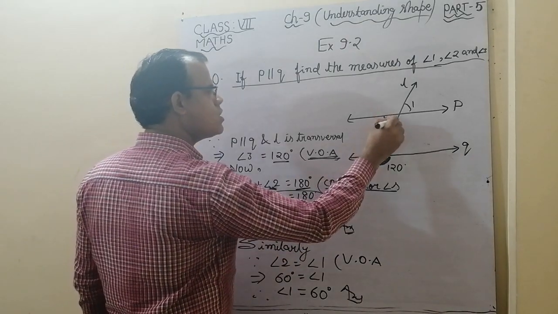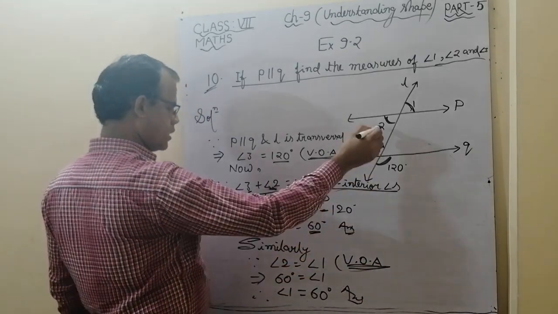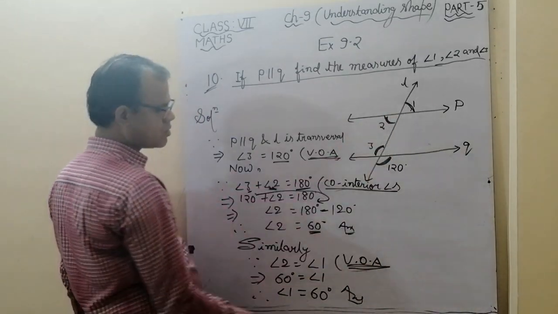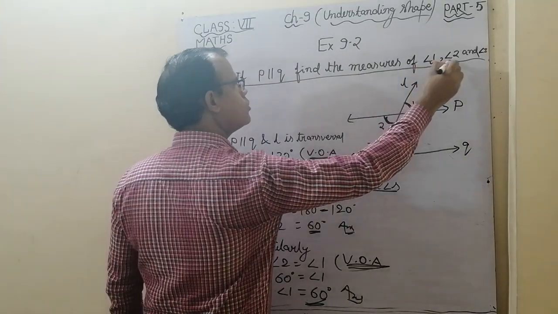Similarly, angle 2 equals angle 1. Why? Vertically opposite angles. Angle 2 is 60 degrees, so angle 1 is also 60 degrees. In this way we have found angles 1, 2 and 3.